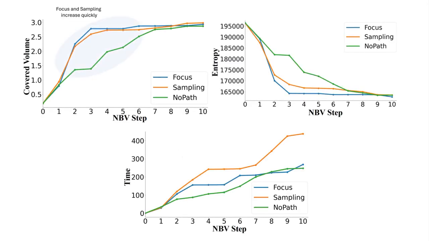Considering covered volume, the sampling method and our method, focus, increase the covered volume much faster than the no-path baseline. A similar trend to covered volume appears in the entropy metric, as entropy reduction under the focus and sampling strategies is significantly faster. Finally, considering the time metric, our method requires significantly less computation time than the sampling method, without increasing the time compared to no path.